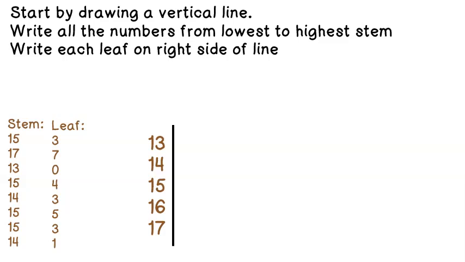Next, we're going to write the leaves to the right of each stem number. So in our list, the first stem is 15, and so we write the leaf of 3 to the right of the 15. Our next number is a stem of 17 and a leaf of 7, so we write the 7 to the right of the 17. And we keep writing the leaves on the right, adding to the leaves that are already there until we've written every single leaf down.